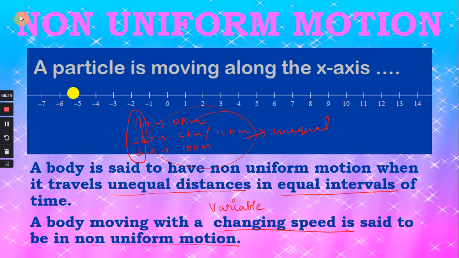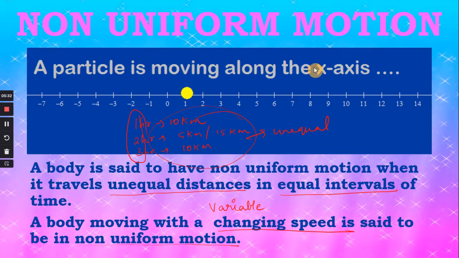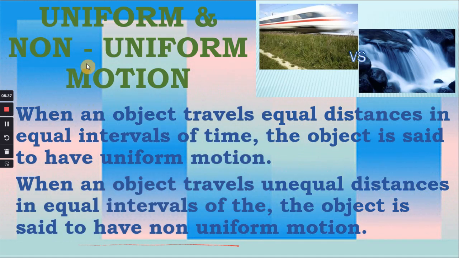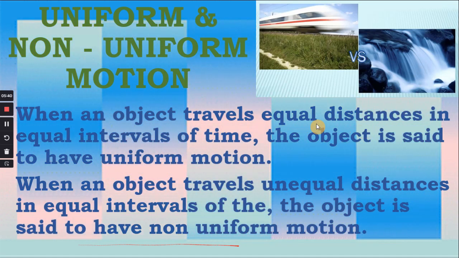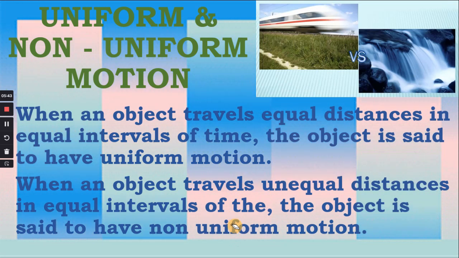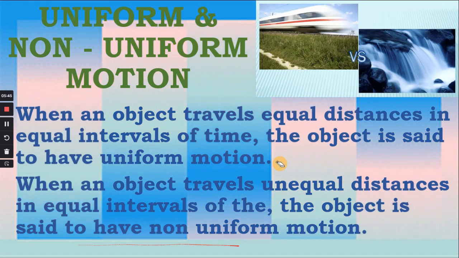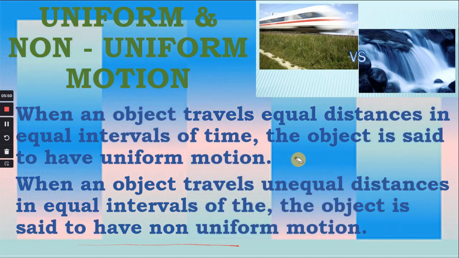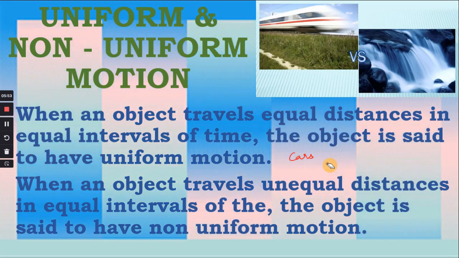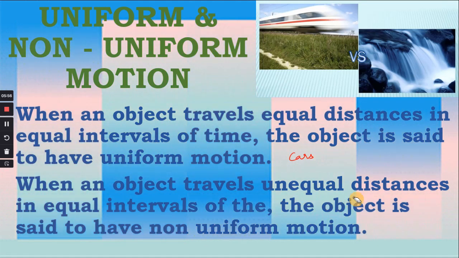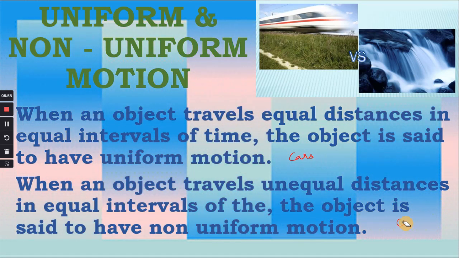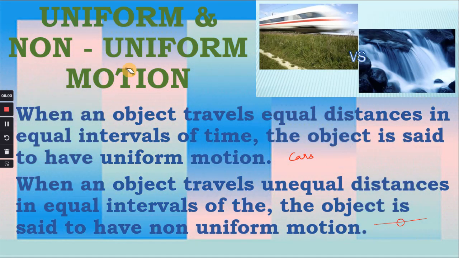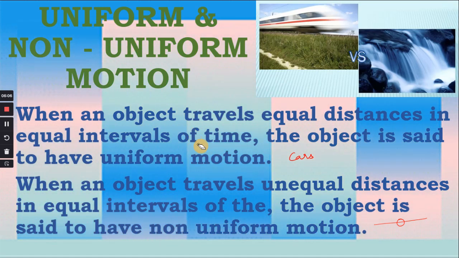So this is everything about uniform and non-uniform motion. Now we just have those two definitions here. What is uniform motion? When an object travels equal distances in equal intervals of time. In the example which we saw first, both the cars were traveling equal distances in equal intervals of time. Then for unequal distance, we saw that small object which kept on moving with random speed. So this is about uniform and non-uniform motion.